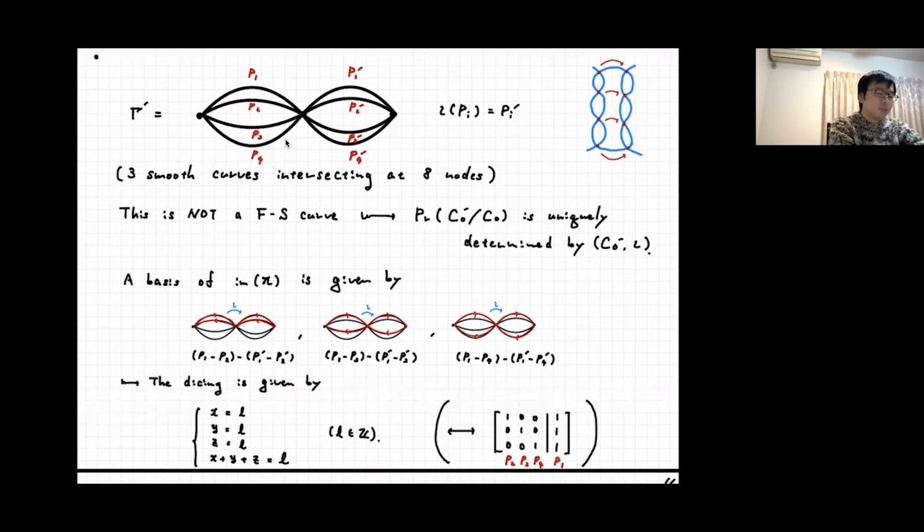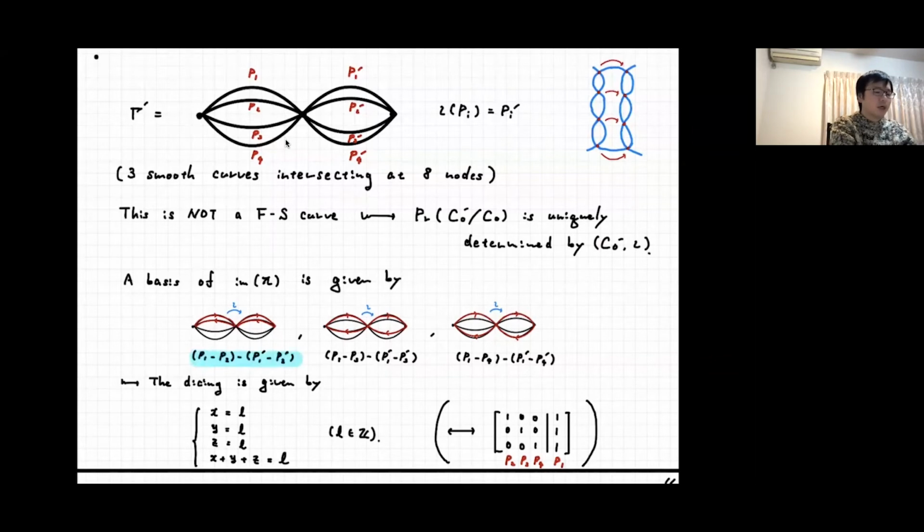We need to consider the basis of the image of pi, because that image of pi is the image of the homology class H1. I mean the 1 cycles on this graph. Then the basis in this case is given by the following 3 cycles. The 1 cycle is given by first it goes here and then go back here by passing through P1, P2, and with its difference with its image give one of the elements of the image of pi. So as a letter, it is given by P1 minus P2 minus P1 prime minus P2 prime.